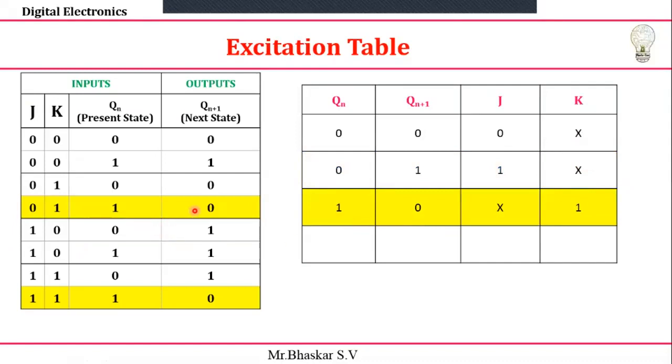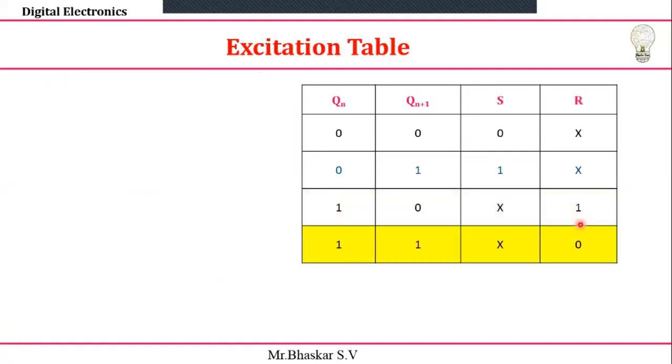Similarly, if you predict the next value, that is 1, 0: my Qn and Qn plus 1 values are 1, 0, and here also it is 1, 0. Then the K value is fixed at 1, but the J value is varying, 0 or 1, both. That's why I take J as X and K as 1.